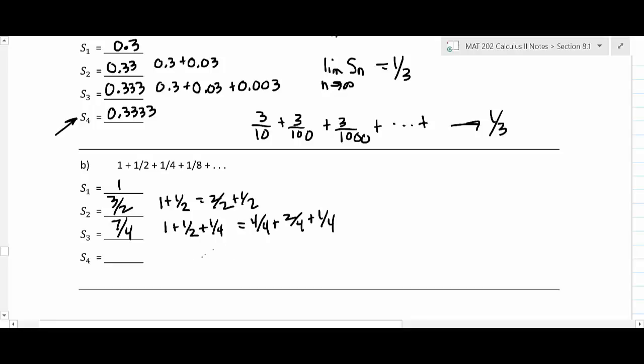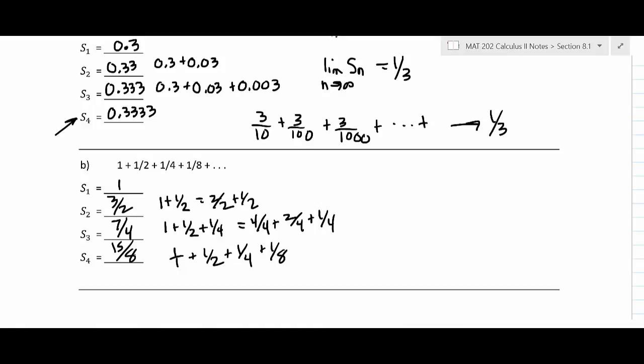Now, I'm not going to do the next one. The idea with this one is you'd have 1 plus 1/2 plus 1/4 plus 1/8. If you work that out, you'll get 15 over 8. I'm not going to show the details on that because that's basic arithmetic. Okay, so does everybody understand the idea of a partial sum?